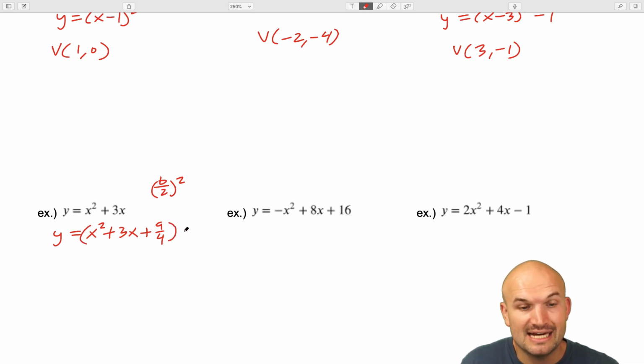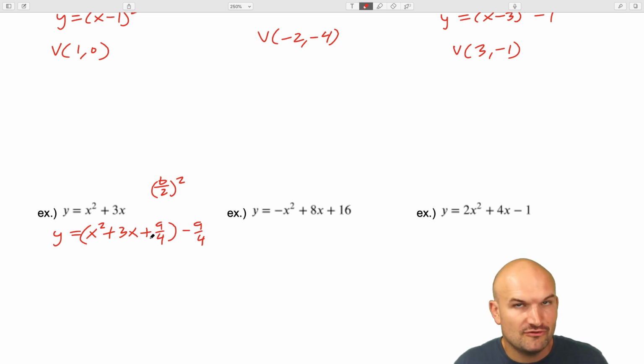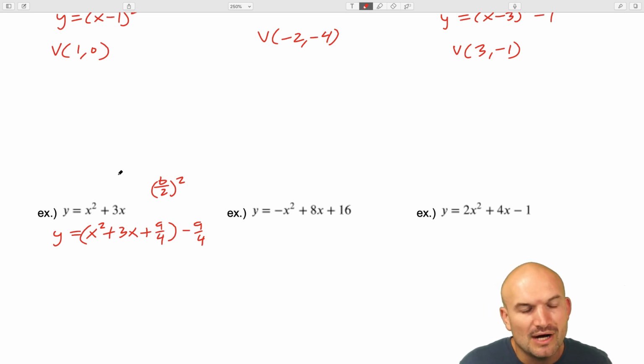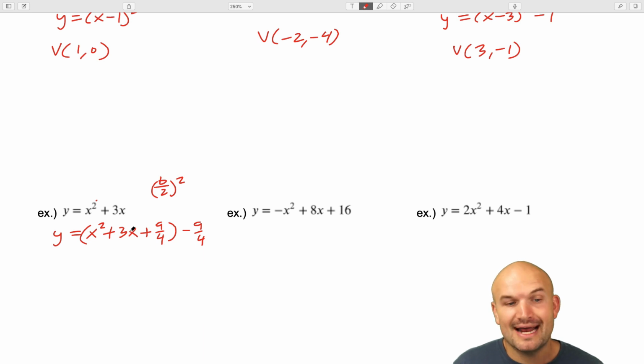Then, remember, if you add 9/4, you need to subtract 9/4. Now, how am I going to factor this down? Well, that's a little bit more confusing, right? How do you factor the x squared plus 3x plus 9/4?